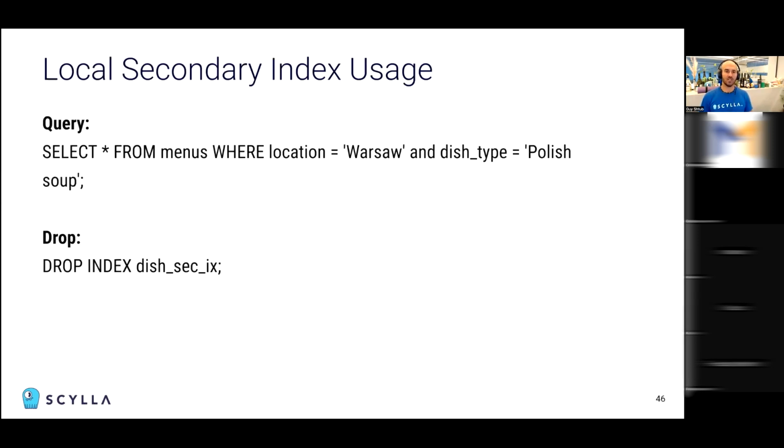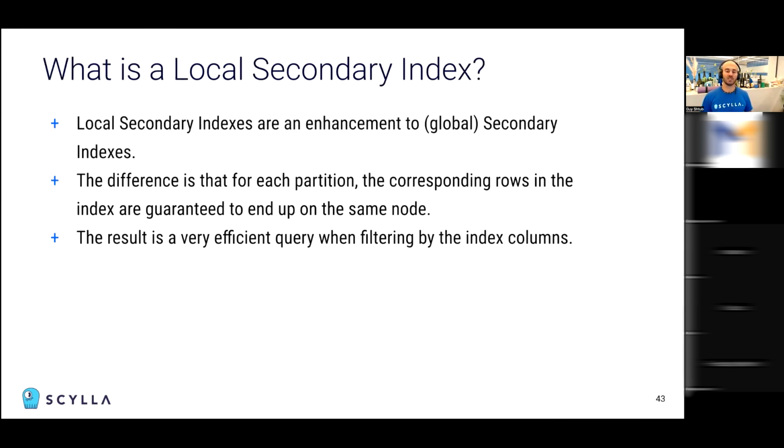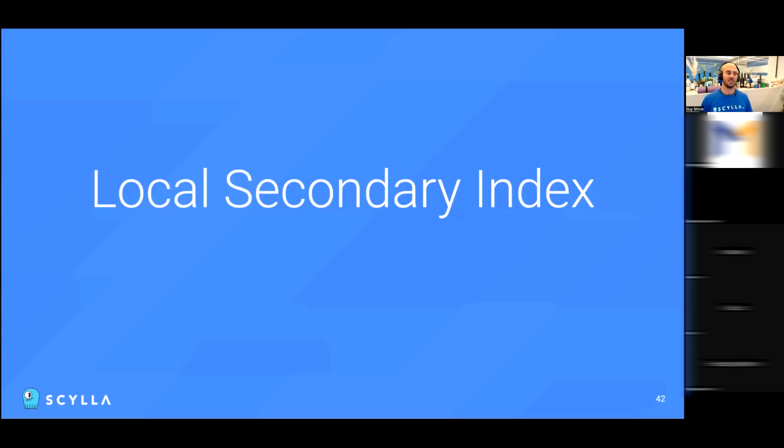Local secondary indexes are even more specific, I would say. And with local secondary index, which by the way doesn't exist in Apache Cassandra, it's ScyllaDB specific, we get the promise that the data would exist on a specific node. So we don't have to go and search multiple nodes, but that's more advanced and it's a bit out of scope. Just know that it exists and you can read more about it, or look at the lesson on ScyllaDB University.